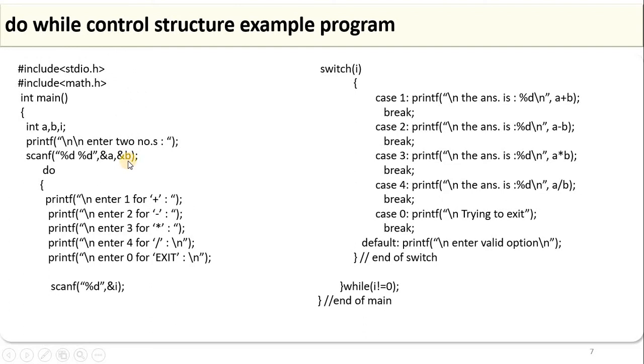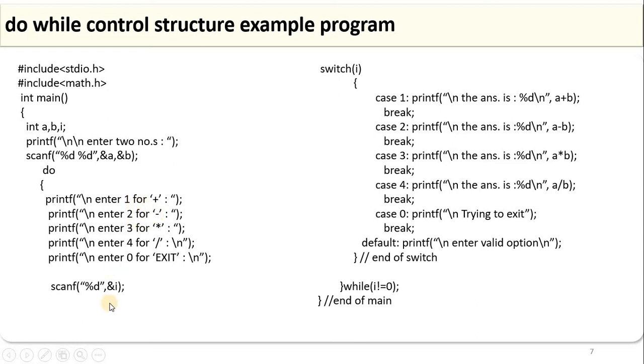Assume he enters the values for a and b. Then in the do while loop you are printing the options. So it will print enter 1 for addition, enter 2 for subtraction, enter 3 for multiplication, enter 4 for division, enter 0 for exit. It will just print it. We need to print it because after entering the 2 numbers, the user should be able to know what to enter for addition, what to enter for multiplication, and so on. Thus it is wise to enter these options in the body of the do while.